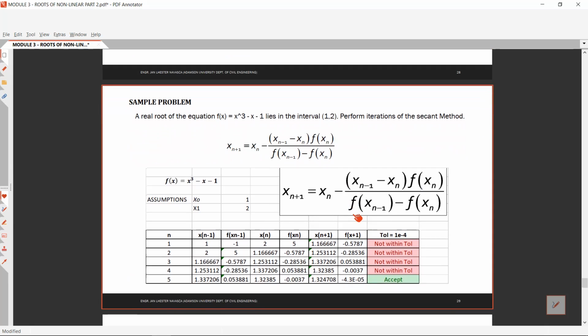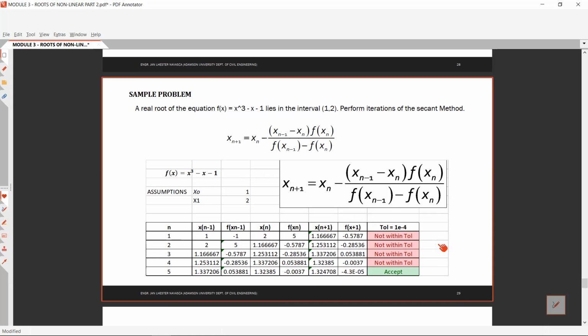Sige. Ganito yung table na ginawa ko for clarity na pagsosolve natin. Okay? You will get x sub n minus 1, then table for f of x sub n minus 1. Okay? Create a table for x sub n, f of x sub n, x sub n plus 1, and yung f of x sub n plus 1. Then yung tolerance natin. Okay?